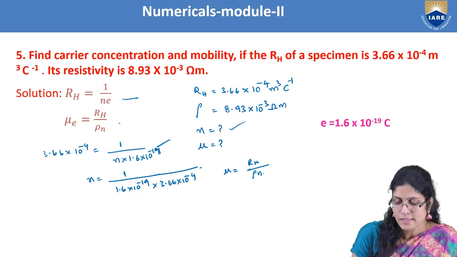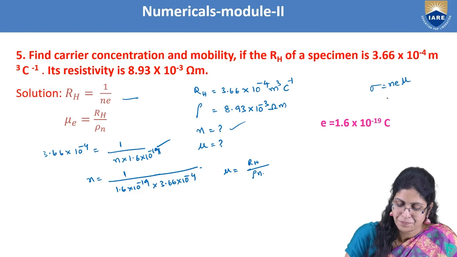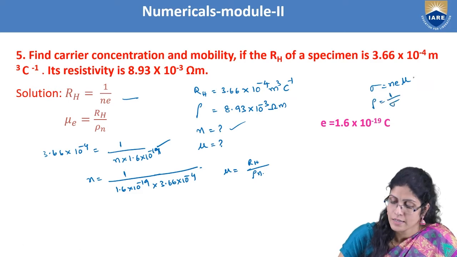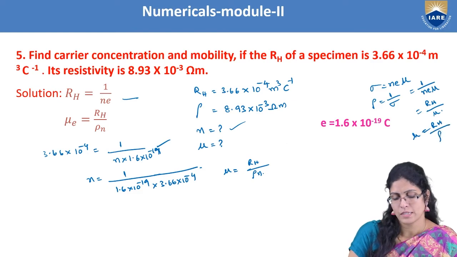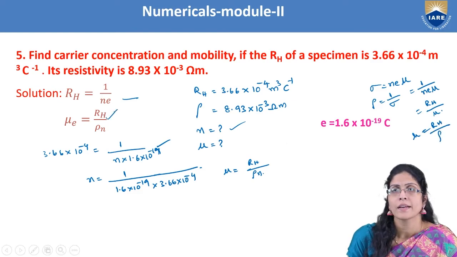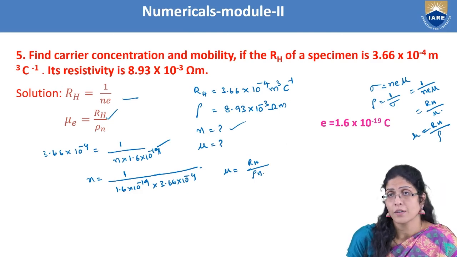How did I get this? Sigma is equal to NE mu, and so rho, which is equal to 1 by sigma, is equal to 1 by NE mu. 1 by NE is what? RH. RH by mu. So mu is equal to RH by rho. That's how you got this. Okay, very neat conversion. Nothing to feel confused.